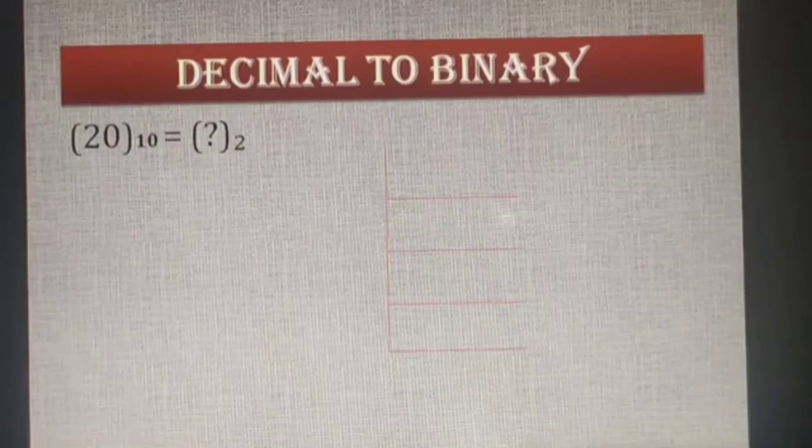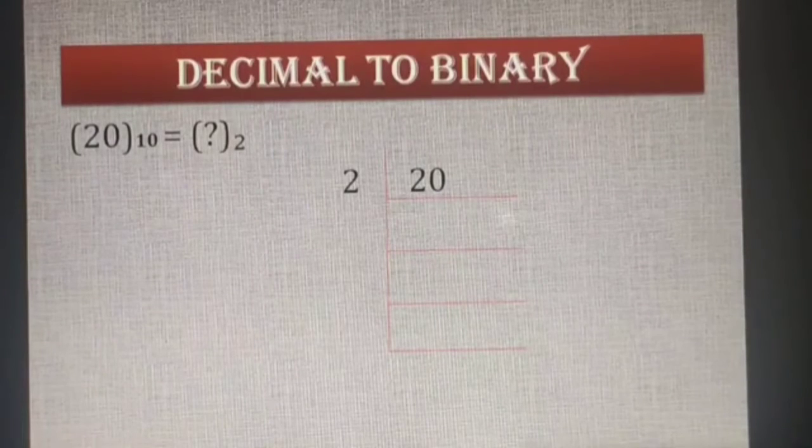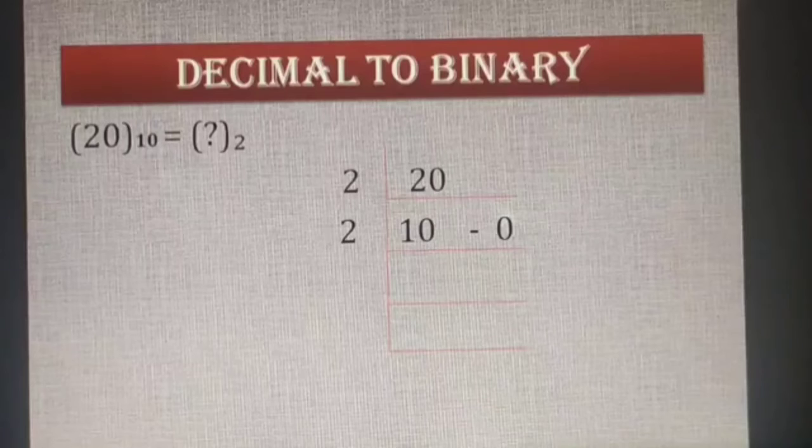Okay, so I will show you. First, the number is 20. So divide 20 by 2, and we will get 10. There is no remainder for 20 when we divide it by 2. Even if there is no remainder, we have to write it in the rightmost corner. Here we can see 10, 0. So when we divide 20 by 2, there is no remainder, but we still have to write 0 there.